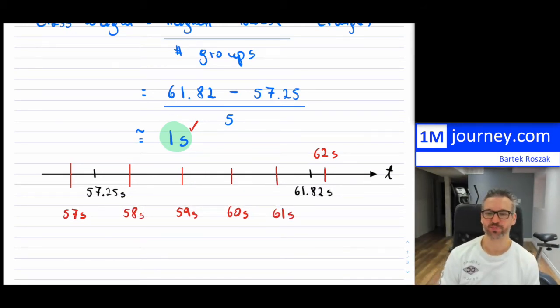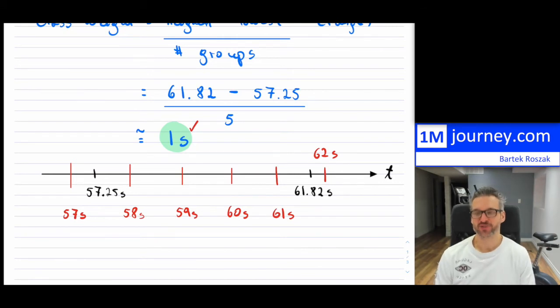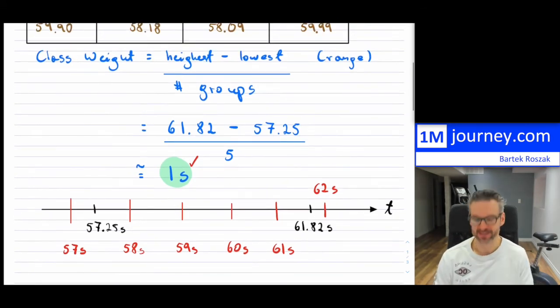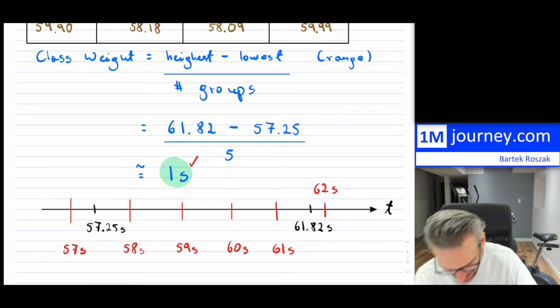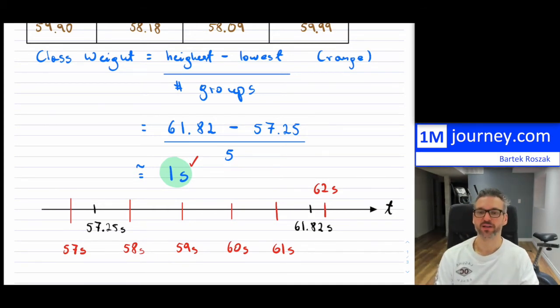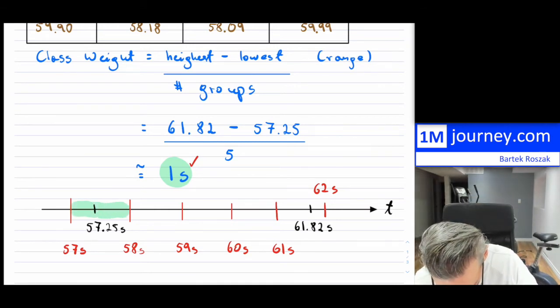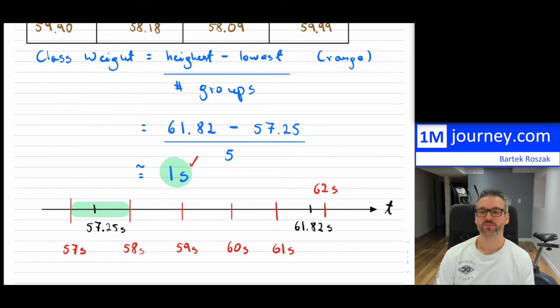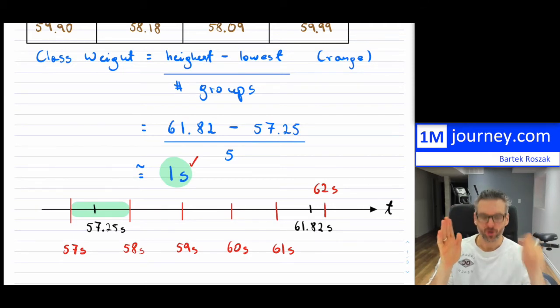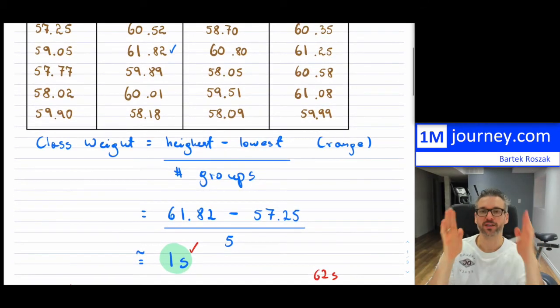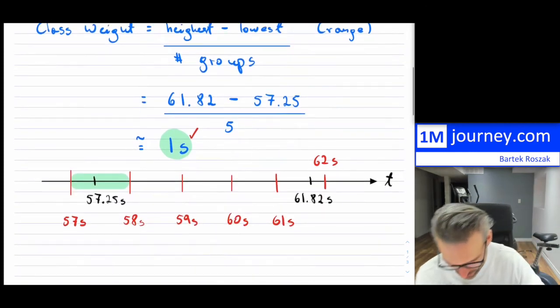Okay, it's a little bit better. With this class width being 1 second, what this is saying is that I have now created these 5 groups. Here is group number 1. What that group means is that between 57 and 58 seconds, I'm going to find all the swimmers' times that have fallen in that range. So that's going to be my first group.